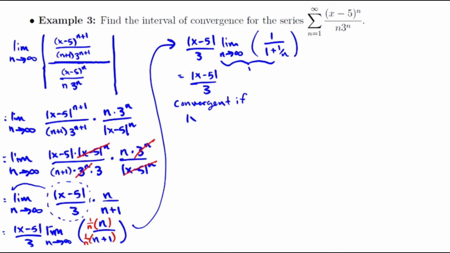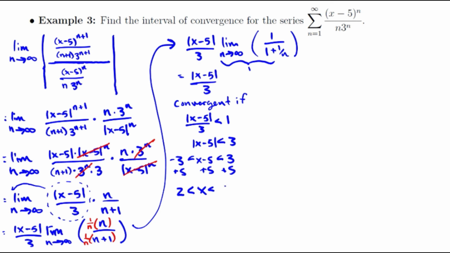if the result of that limit is less than 1, which means |x minus 5| is less than 3, which means that x minus 5 has got to be something between 3 and negative 3. So that lands x between 2 and 8.